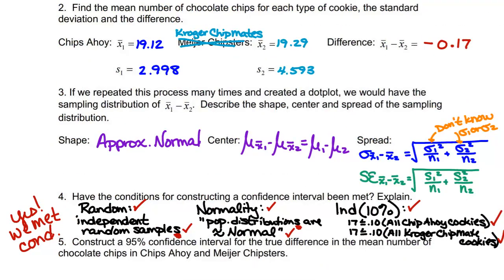Let's construct a 95% confidence interval for the true difference in the mean number of chocolate chips in Chips Ahoy and Kroger Chipmates.